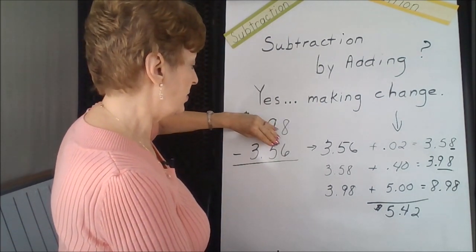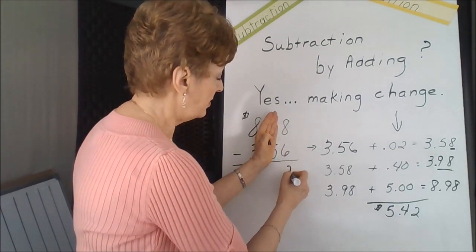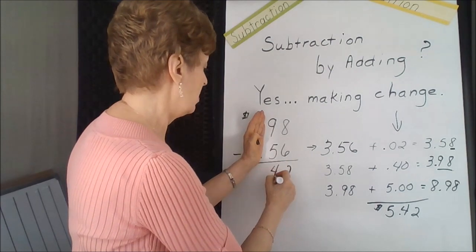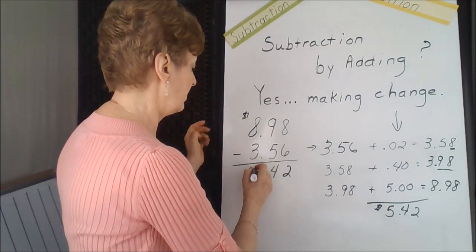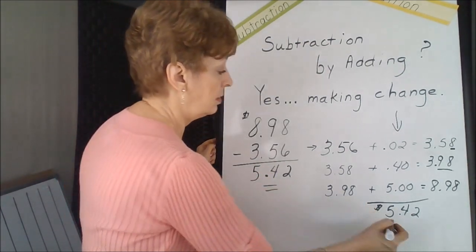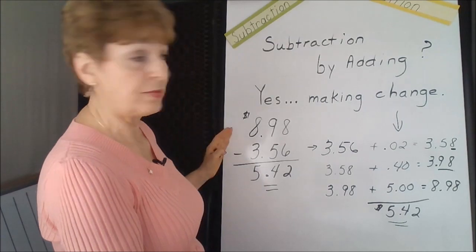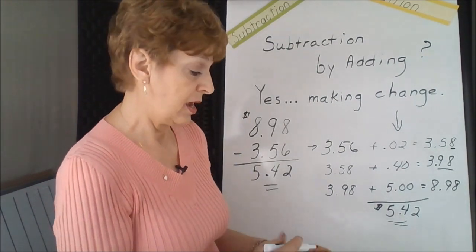Let's check that out using subtraction. In the ones column, 8 take away 6 is 2. 9 take away 5 is 4. My decimal point is here, and 8 take away 3 is 5. So we got the answer 2 different ways. One through thinking of subtraction, one thinking of addition.